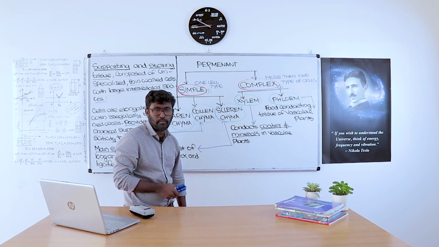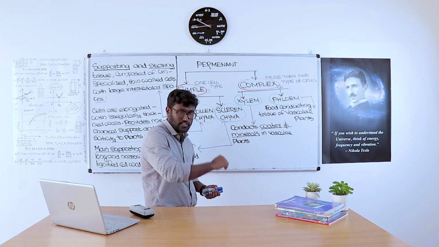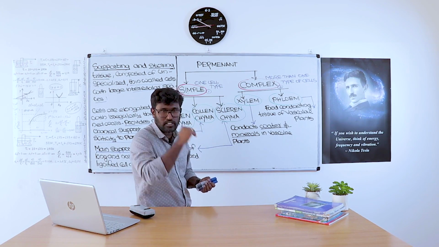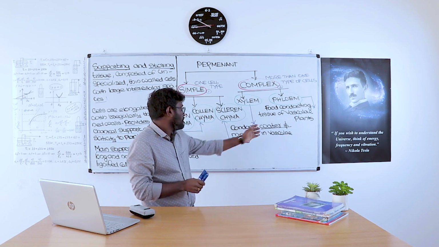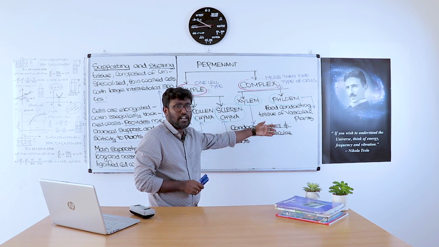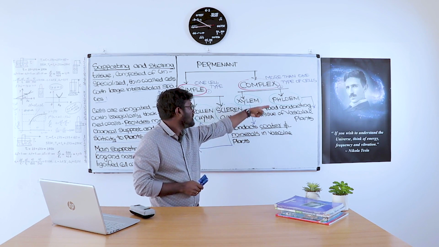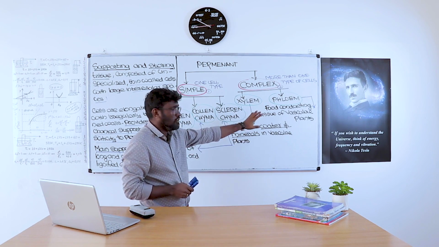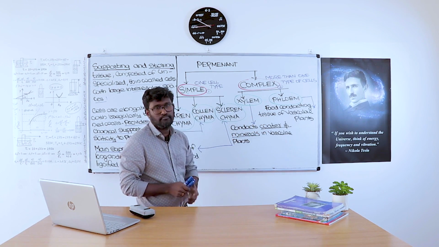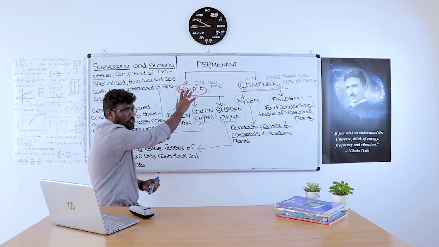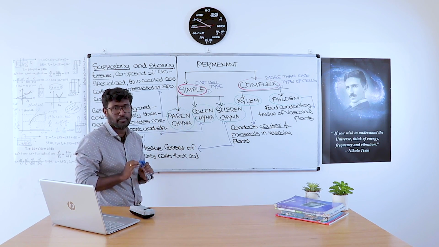What about complex permanent tissue? It is classified into two: xylem and phloem. The duty of the xylem is to conduct water and minerals, and the food conducting tissue of the vascular plant is called phloem. So this is the small flow chart regarding permanent tissue.